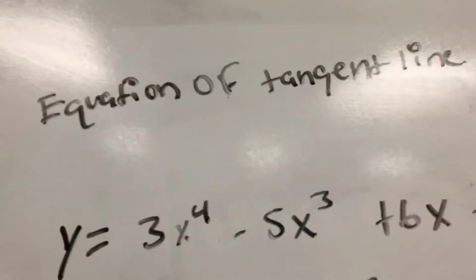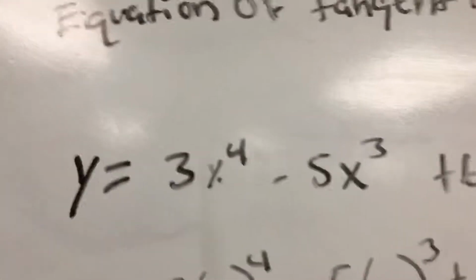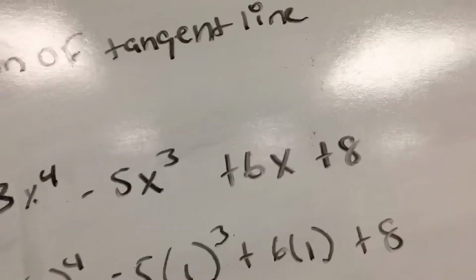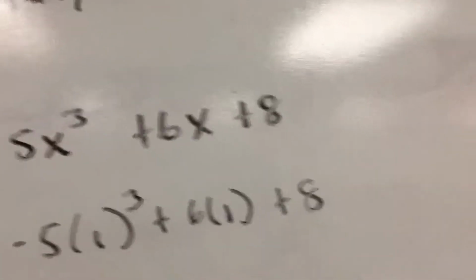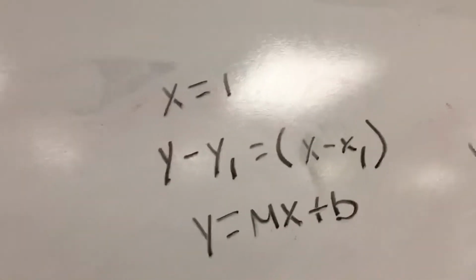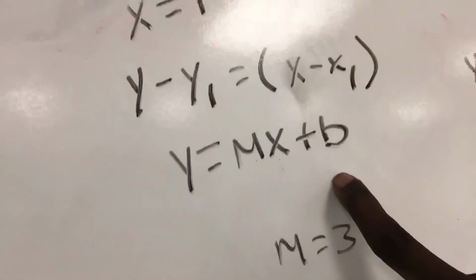Okay, today we are working on the equation of tangent lines. Today our equation is y equals 3x to the fourth minus 5x cubed plus 6x plus 8 at x equals 1. And for the equation of the line, we have this formula to work with and this one as well.